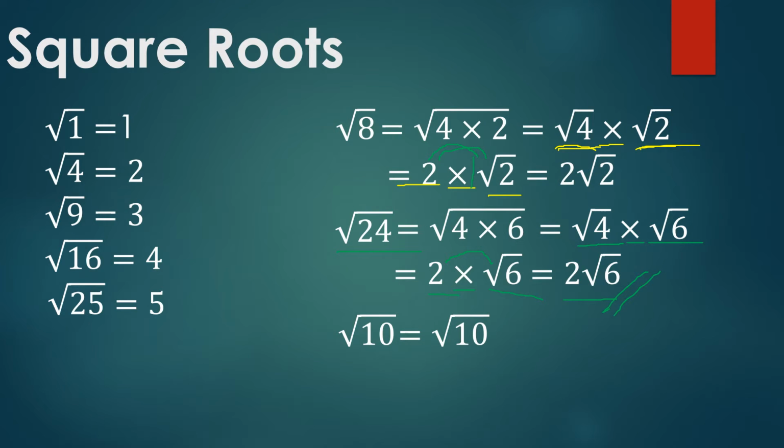Sir, paano naman po kung prime number na po yung radicand namin? For example, square root of 7. Just like square root of 10, it is equal to square root of 7, equal to itself. That's all.